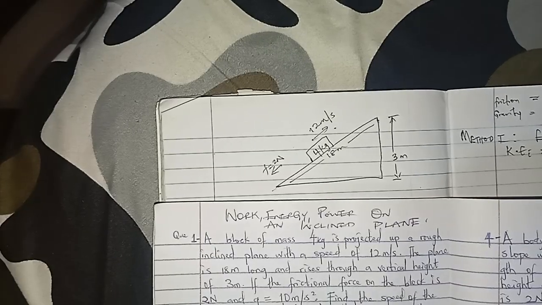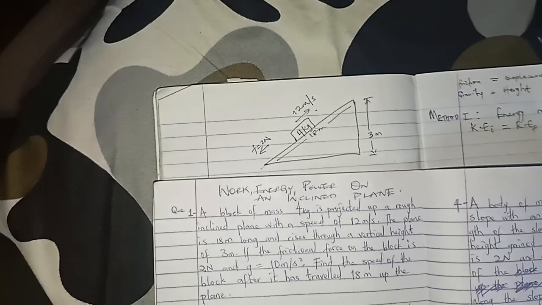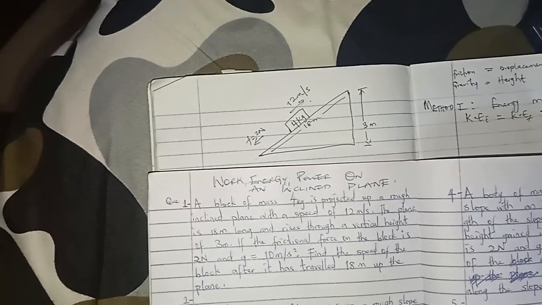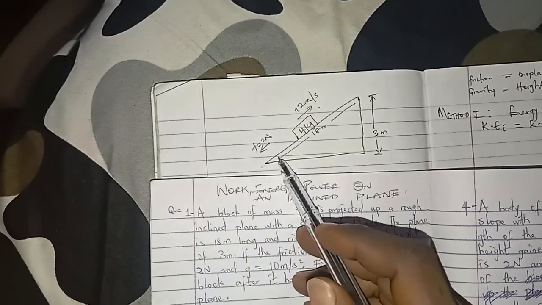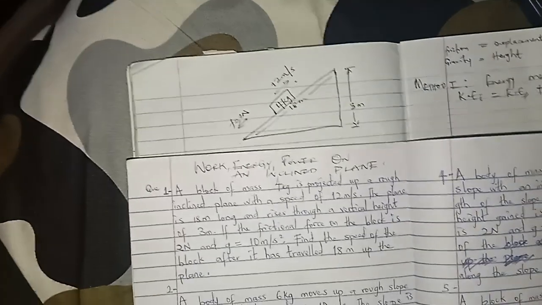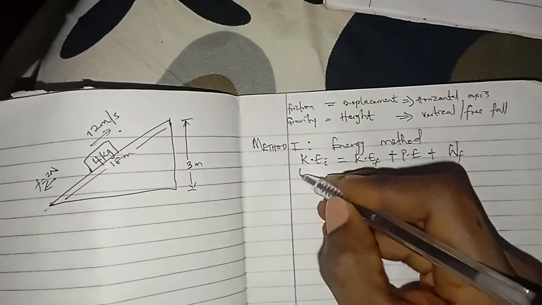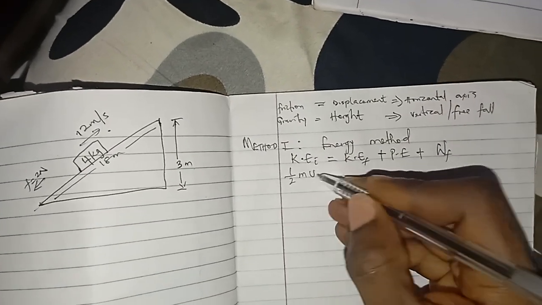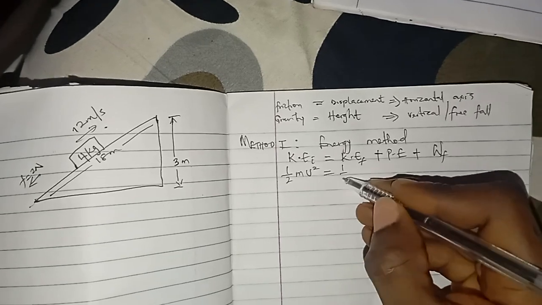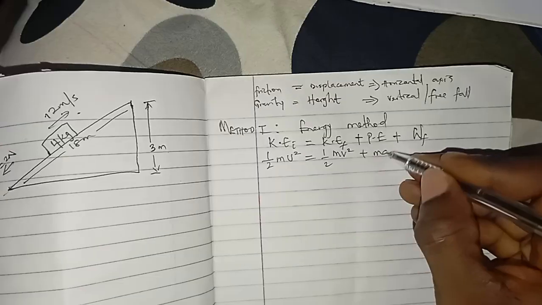And they gave me g to be 10 meters per second squared. They say find the speed of the block after it has traveled 18 meters, after it has moved from where it is projected over 18 meters. To solve this question, I want you to snap the question, keep it in mind so that you can have space to solve. What I'll simply remember is that initial kinetic energy is half mu squared, while final is half mv squared plus potential energy, which is mgh.